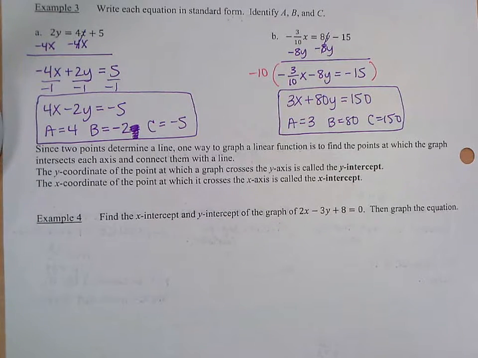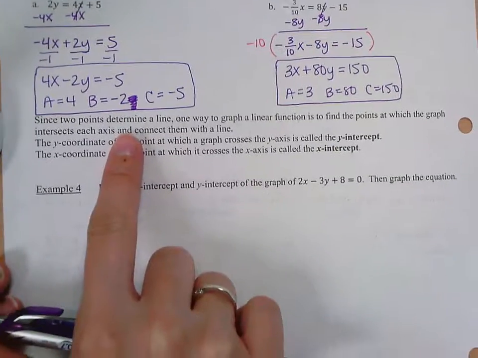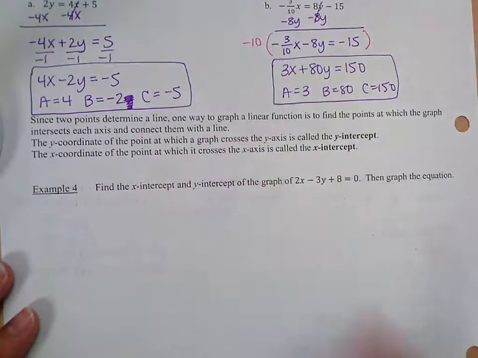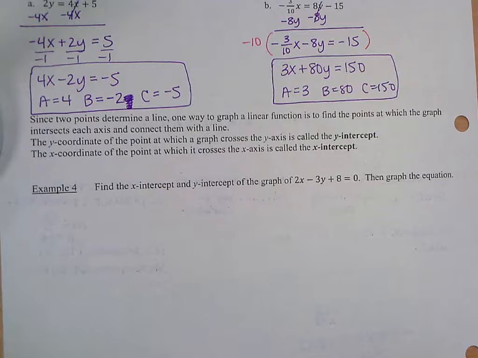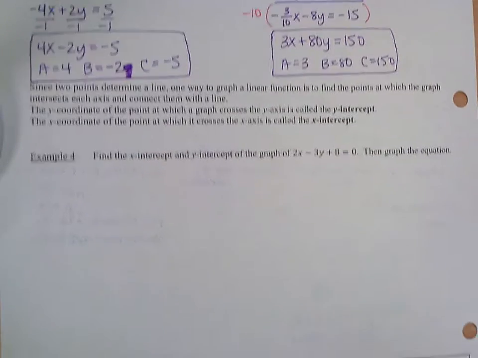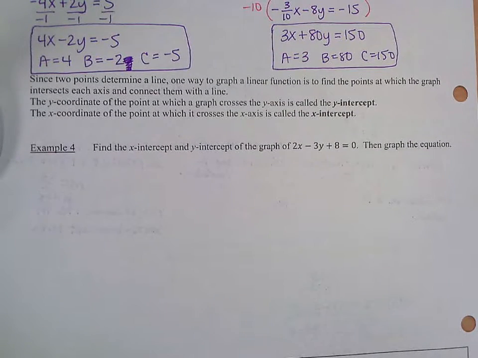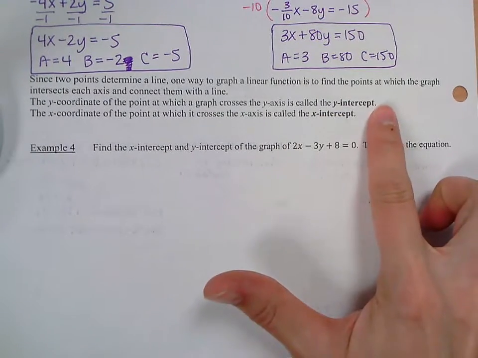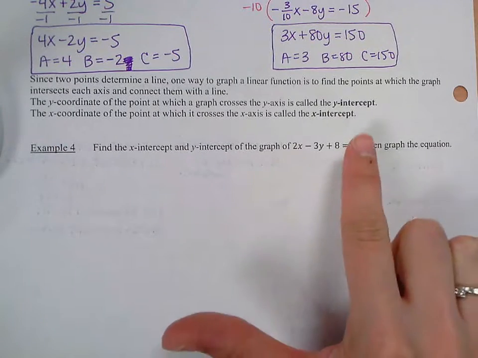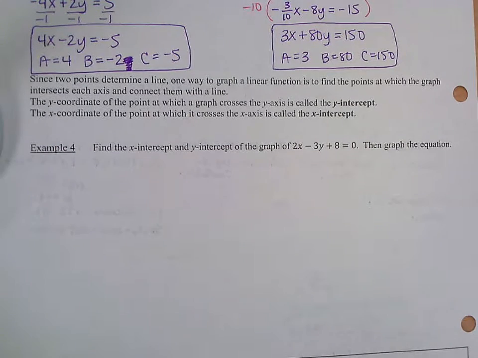Okay. Then the last example is a way that we often forget about using to graph lines, because we get stuck into graphing using slope-intercept form, and this is graphing by using the intercepts. Since 2 points determine a line, one way to graph a linear function is to find the points at which the graph intersects each axis and then connect them with a line. The y-coordinate of the point at which a graph crosses the y-axis is the y-intercept. The x-coordinate of the point where it crosses the x-axis is the x-intercept.